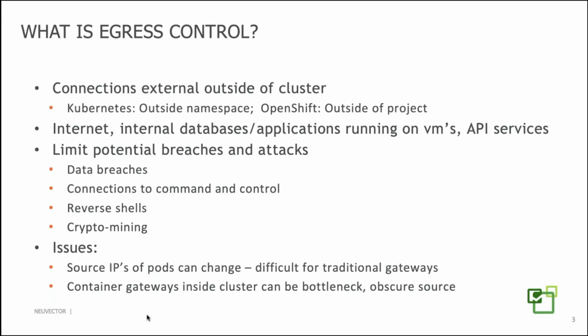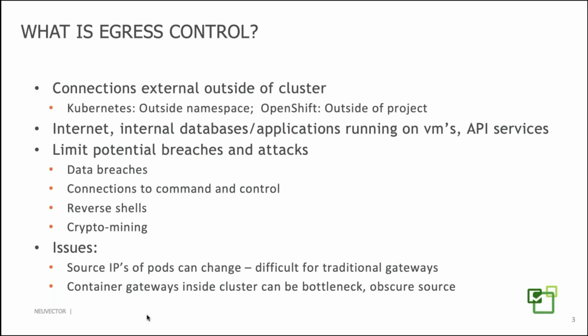Now, the reason egress control is a tougher issue with containerized environments, especially in Kubernetes, is because the source IPs of the pods can change dynamically. So Kubernetes can spin up pods, take them down, move them from host or node to node, and it makes it difficult for traditional firewalls or gateways that are really looking for the source IPs of these pods to base their policy on. That can break traditional gateways or just make it difficult.